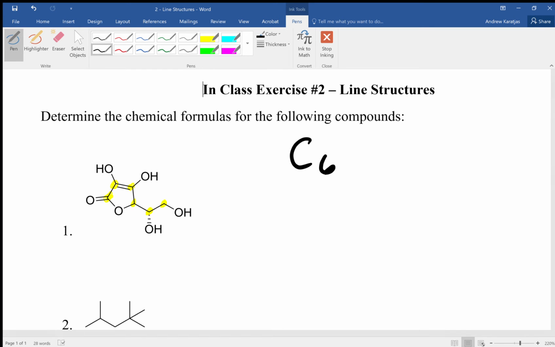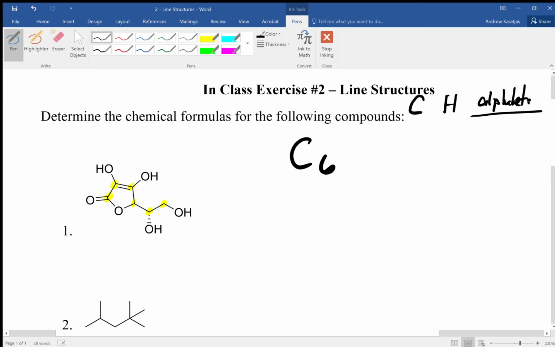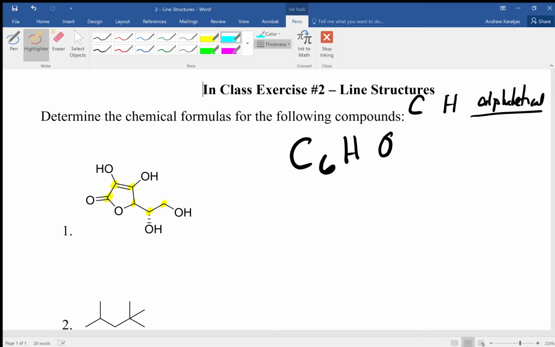Now, what order do we list the elements in? This is actually pretty straightforward. We list carbons first, then hydrogens, and then any other elements go in alphabetical order. So we'll put our hydrogens next, and then the only other element that we have here are oxygens. I'm just going to go ahead and do the oxygens because those are easy because they're, as we said, just always drawn in. So 1, 2, 3, 4, 5, 6.